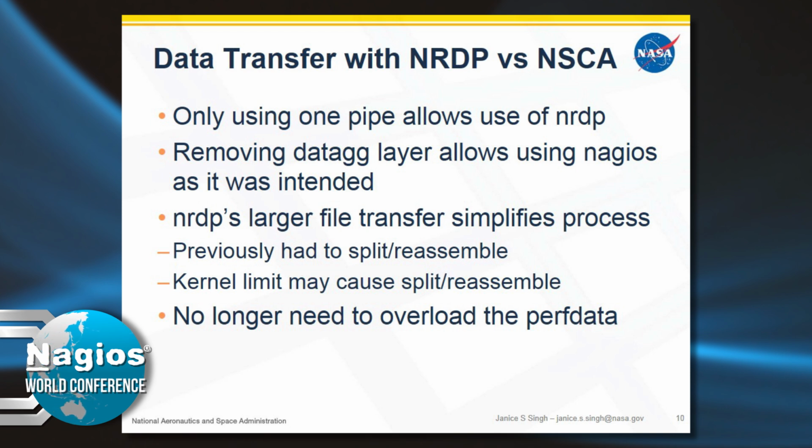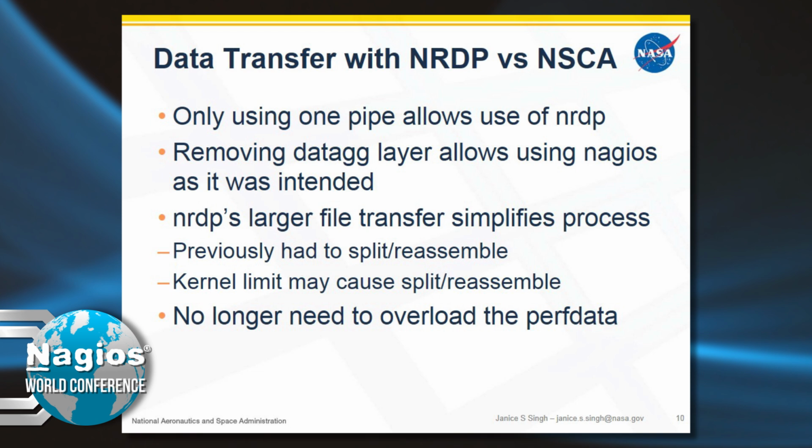NRDP allows us to send much larger packets of data. In NSCA they were pretty small, and we were sending lots of information, so we'd have to split it up and then reassemble it on our web server. With NRDP, I at first got rid of that altogether, but we do have one plugin that returns so much data, it actually hits a kernel limit, so I'm going to have to do the whole split and reassemble thing anyway.